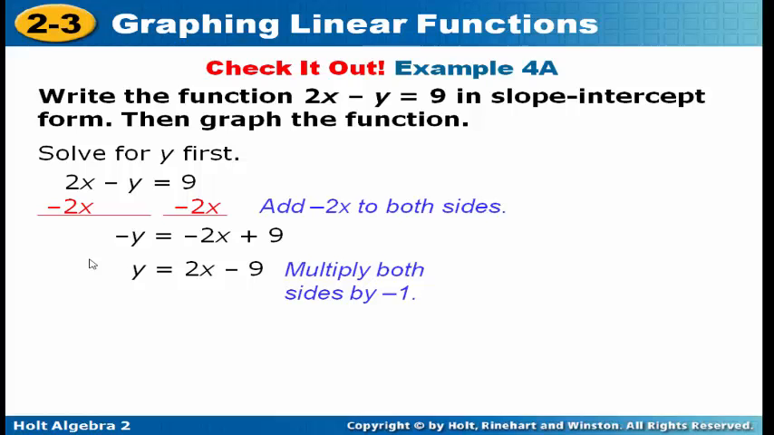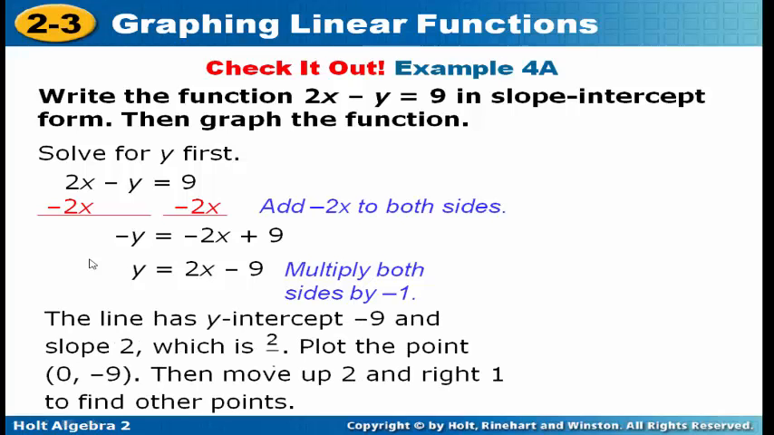So now we have y-intercept -9 and the slope is 2. So the line has y-intercept -9 and the slope 2, which is 2 over 1. So first plot the point (0, -9) and move up 2 and move right 1.